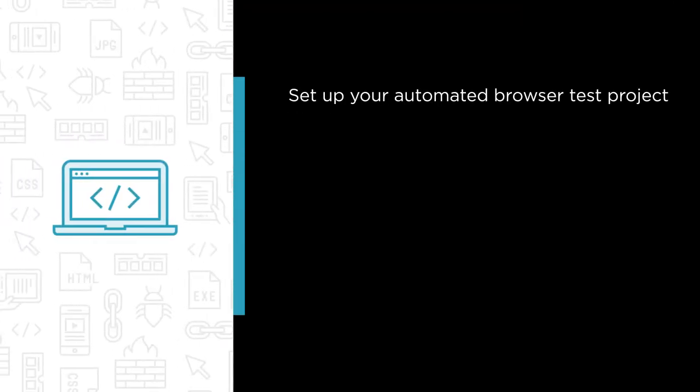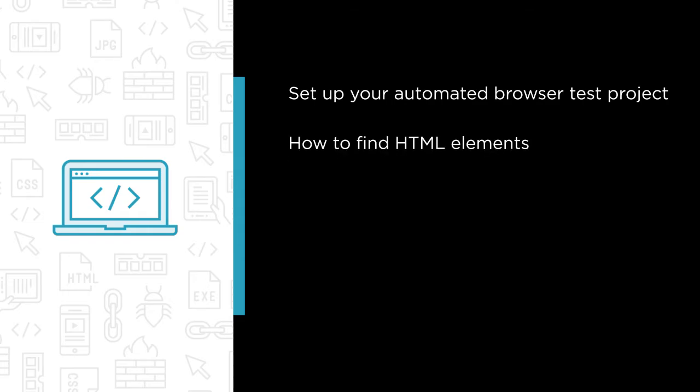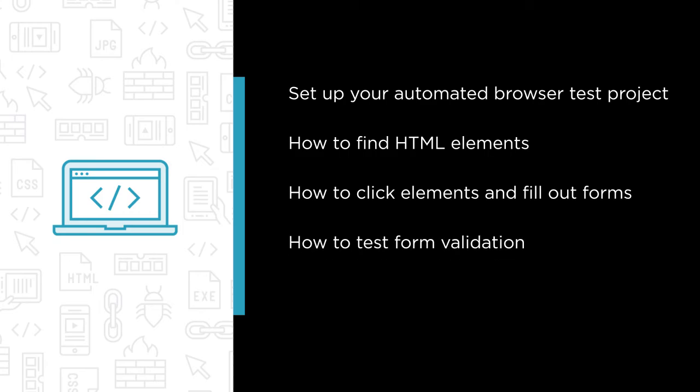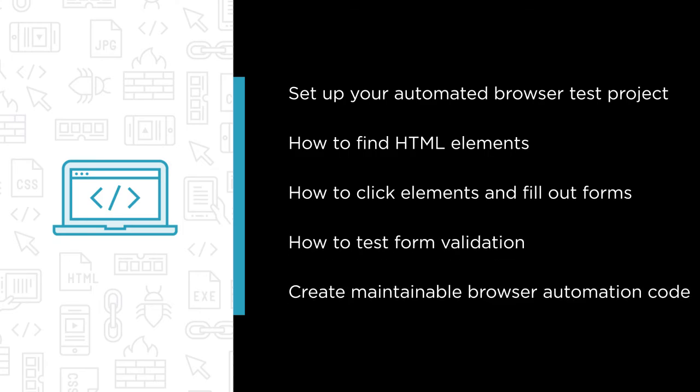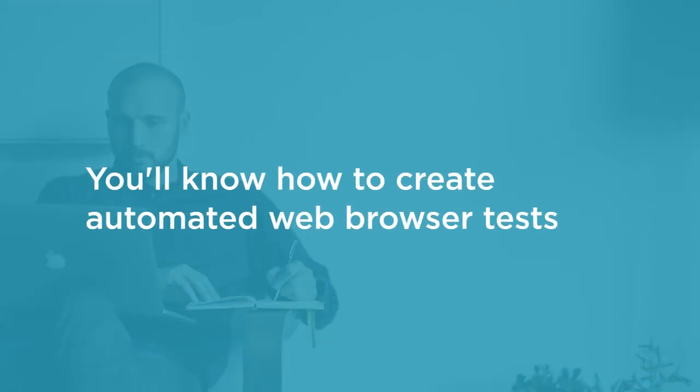Some of the major topics that we'll cover in this course include how to set up your automated browser test project, how to find HTML elements on the page, how to click elements and fill out forms, how to test form validation, and how to create maintainable browser automation code. By the end of this course, you'll know how to create automated web browser tests to help validate your app is working as expected. Before beginning the course, you should be familiar with the basics of C# programming.